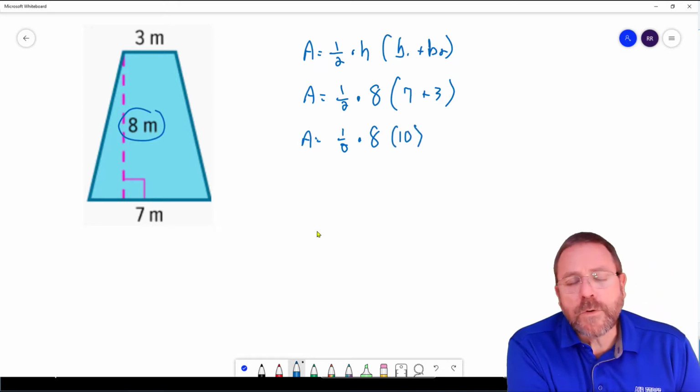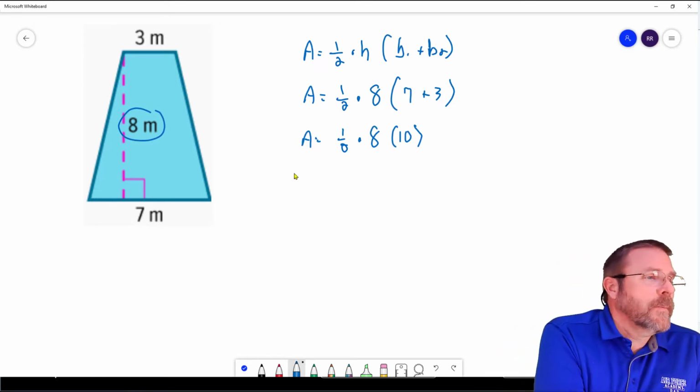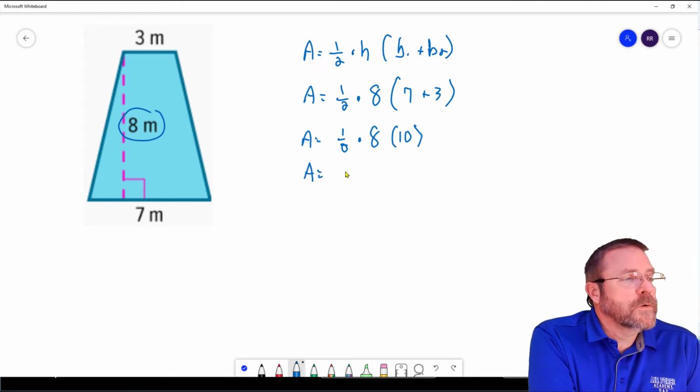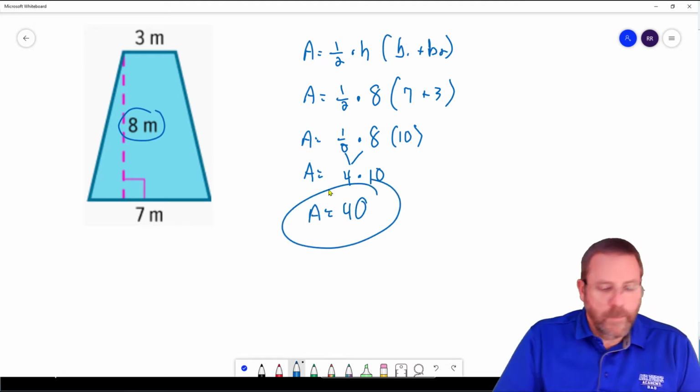And now I get a choice. Do I want to take 1/2 of 8, 1/2 of 10, or do 8 times 10? I'm going to take 1/2 of 8. That's easy to do. 1/2 times 8 is going to be 4. And of course, 4 times 10, that's going to give me a final area of 40 meters squared.